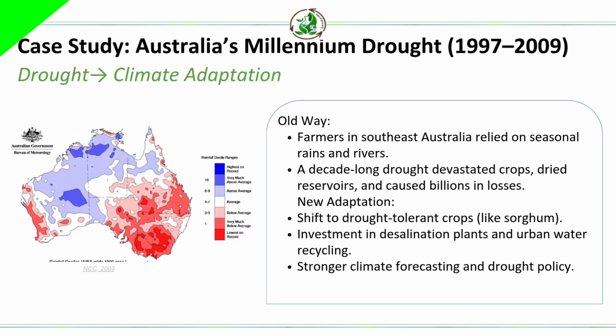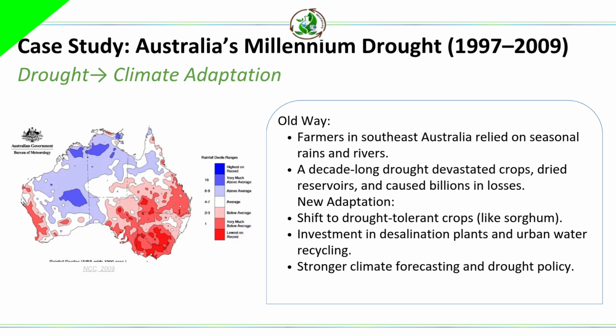Now let's look at a case study from Australia's Millennium Drought, which lasted from 1997 to 2009. The old way: farmers in Southeast Australia relied heavily on seasonal rains and rivers. When a decade-long drought hit, crops failed, reservoirs dried up, and losses reached billions of dollars.